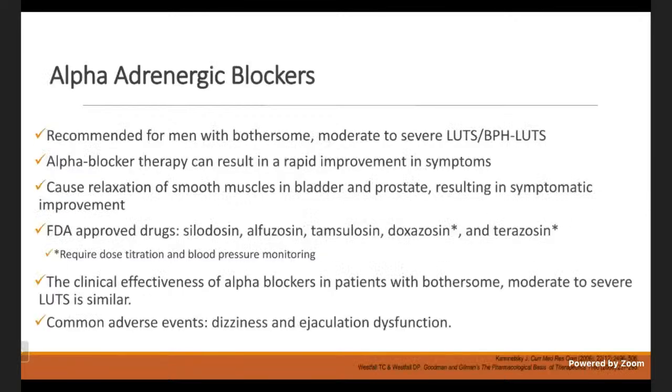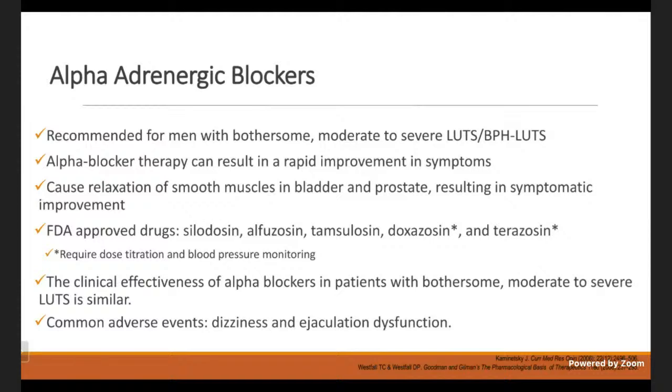So moving on to the alpha adrenergic blockers, it is the first line treatment recommended in men with moderate to severe BPH and LUTS. It usually results in rapid improvement in symptoms. How does it act? As we already know, there is an increase in the alpha receptors in the bladder neck area as well as in the prostatic tissue. So whenever we give this alpha blocker, there is relaxation of the bladder neck and prostate, resulting in symptomatic improvement. The alpha blocker drugs which have been approved in the treatment of these patients are silodosin, alfuzosin, tamsulosin, doxazosin, and terazosin.